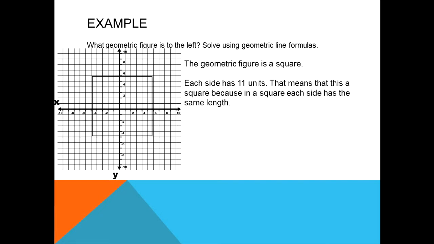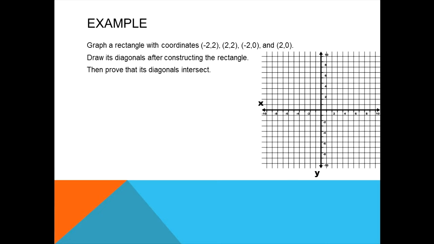Obviously, it's a square because each side has 11 units. You can count them, distance formula them. That's a verb. So yeah, each side's 11 units long.